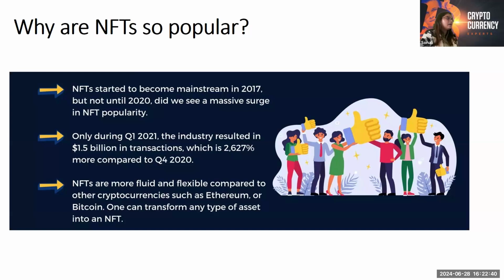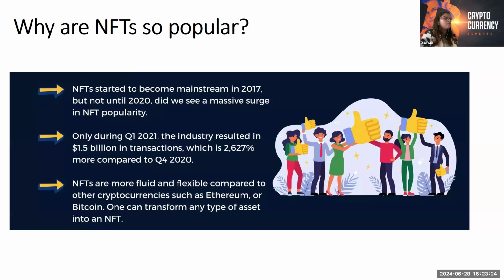You will understand by reading it. NFTs started to become mainstream in 2017, but not until 2020 did we see a massive surge in NFT popularity. Yes, of course, in 2020 it started to gain popularity. In 2021, I showed you the data of CryptoPunks. So many CryptoPunks were sold for millions and millions of dollars, guys. Only during Q1 2021, the industry resulted in 1.5 million in transactions, which is 2627% more compared to Q4 2020, guys. A 2000% increase in just a span of around 3 months.